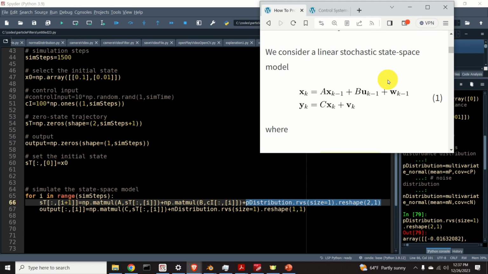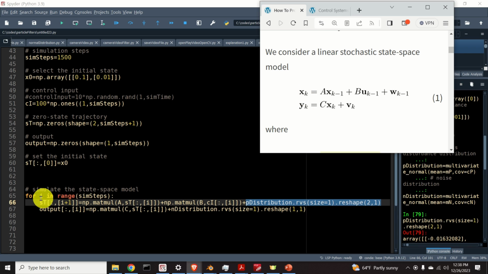Next, let's simulate our state space model. We need to simulate these recursive state and output equations. Here's how we do it in Python. We define a for loop where the index i goes from 0 to sim steps minus 1. First of all, we simulate this equation. Here's how we do it in Python.